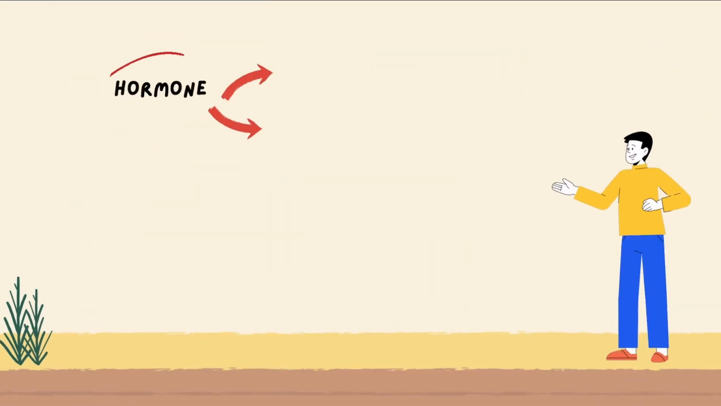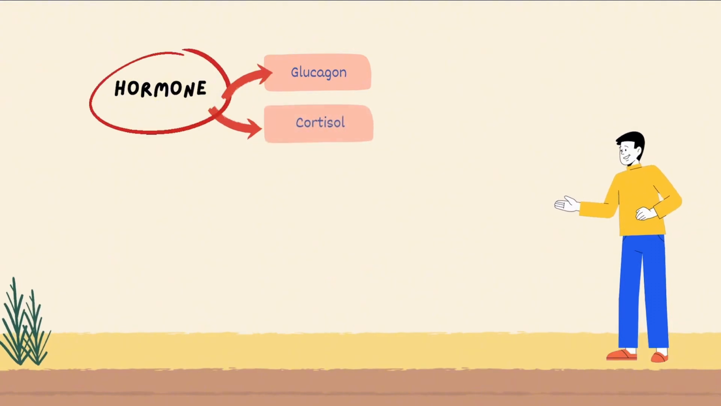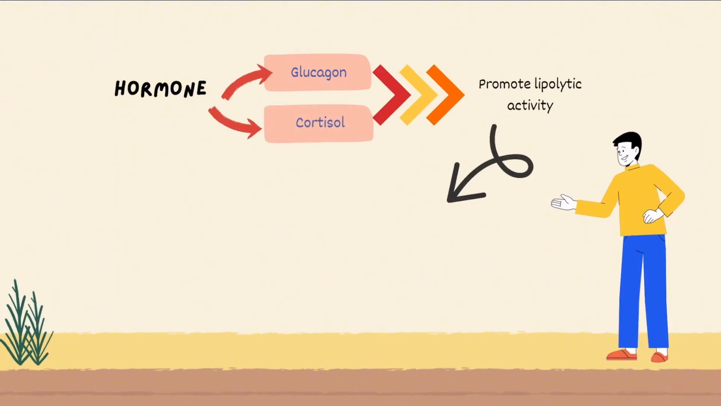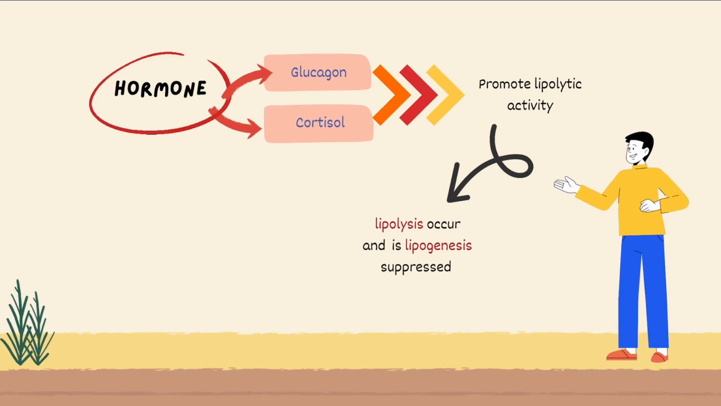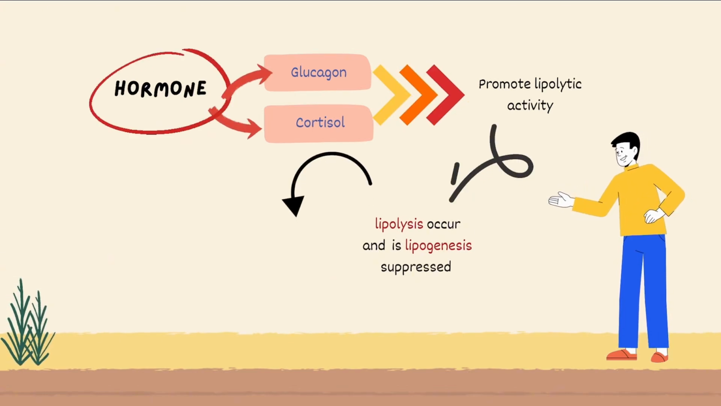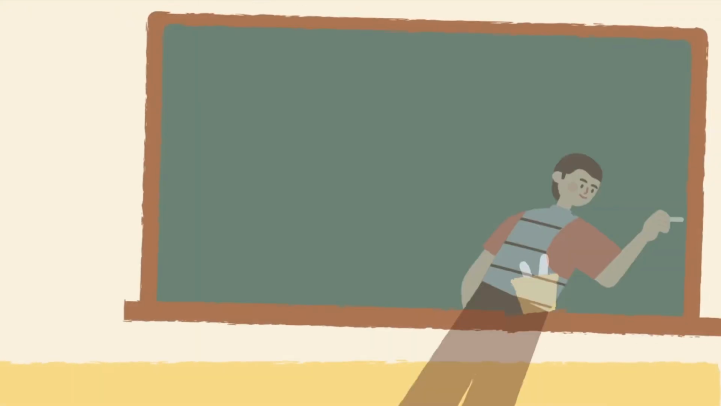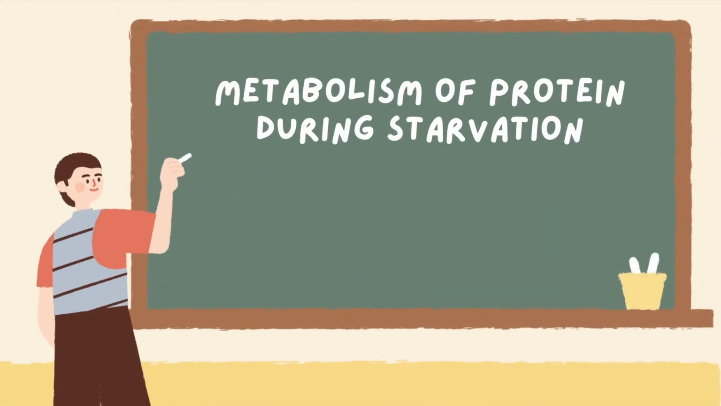Hormones such as glucagon and cortisol will promote lipolytic activity, which accelerates lipolysis and suppresses lipogenesis. They will allow more efficient use of stored fat. Now, let's talk about the metabolism of protein during starvation.